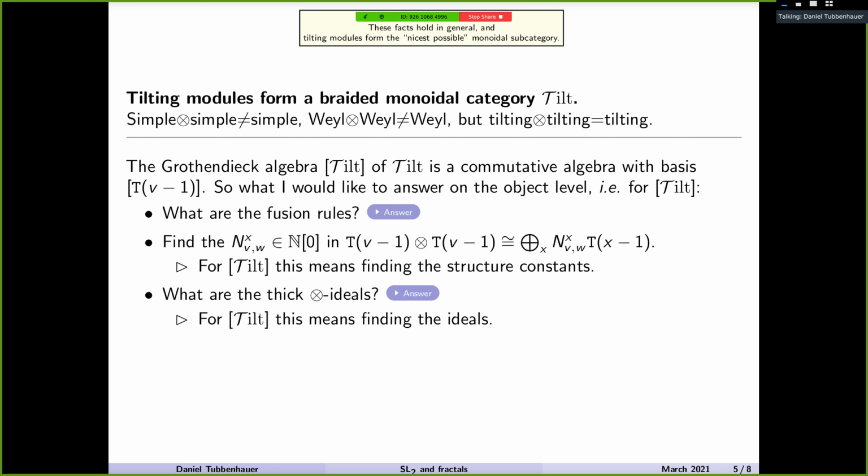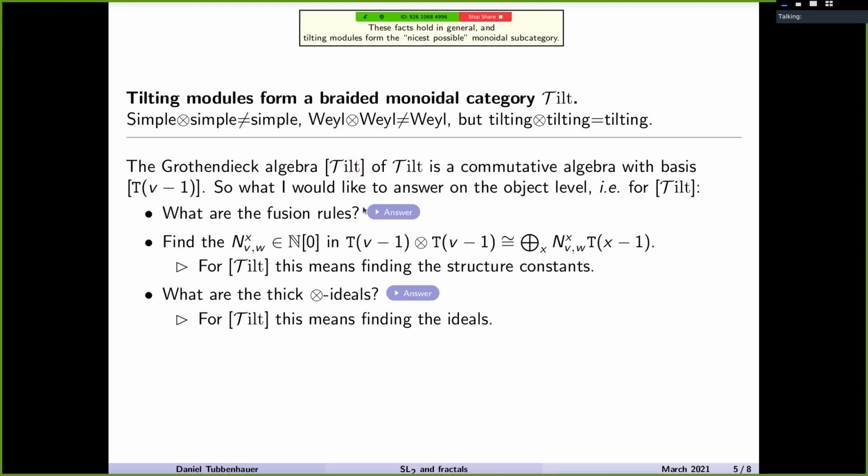Tilting times tilting is a really nice monoidal category, and people like it. The semi-simplification turns up in physics and so on, like fusion rings, and that's where the name actually comes from. So the fusion rules are basically, so I have my tilting modules, T(V) and T(W), and I know that the result will be a tilting module, so there will be some decomposition into indecomposable tilting modules. And you would write down the structure constants of this question. And I will explain how this works, and you again see a fractal.